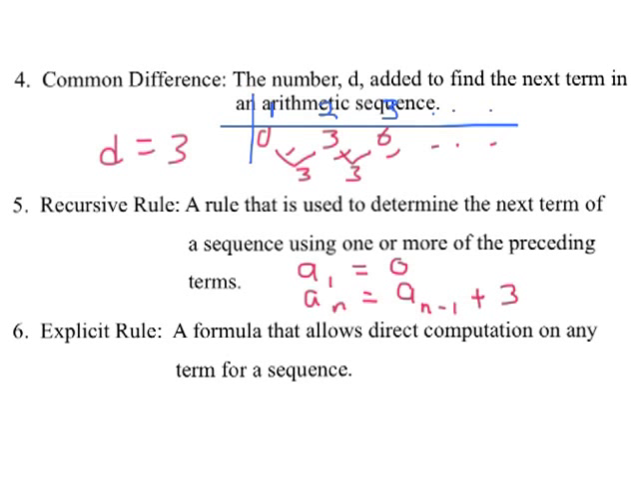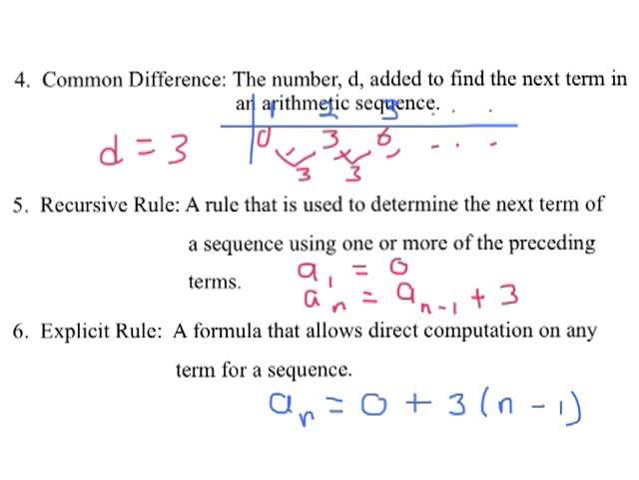So for my explicit rule, it is going to be a sub n is equal to, I start with the first term, and I'm going to add to it my d value, my common difference, which is going to be a 3, and then I'm going to times that by, and now is when we have to play with it, okay? So it's going to be n, or n minus 1, or something like that. All right, so let's just see what's going to happen. I'm going to put n minus 1. Now let's just plug them in, see how it works.